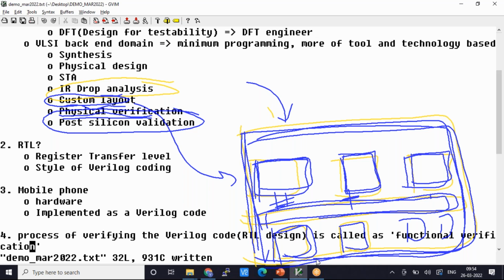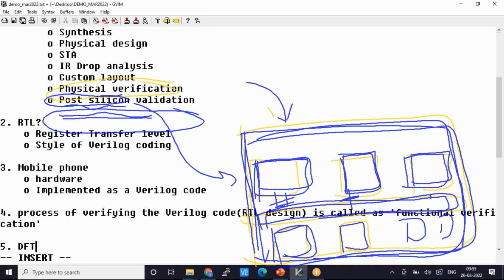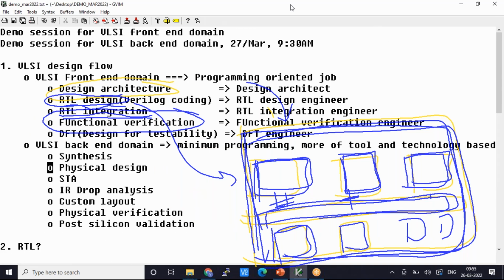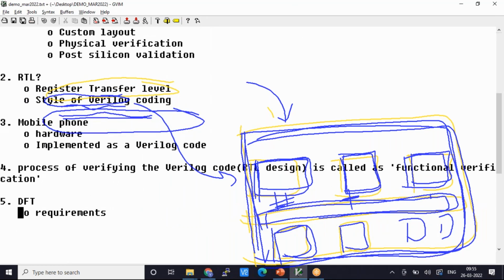Okay. So what is functional verification? The process of verifying the Verilog code is called functional verification. Once functional verification is done, the DFT comes into the picture. DFT stands for design for testability. It is done for detecting the manufacturing defects.